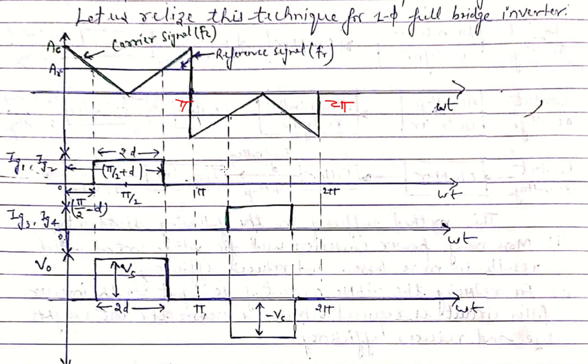At the same time, if AC is less than AR, which is seen in the negative part of this waveform from pi to 2 pi, a pulse from the negative part is generated, which is shown in Ig3 and Ig4. So it is a pulse for T3 and T4 respectively. This pulse is generated for the T3 and T4 thyristor switches of a full bridge inverter. So these are the pulse generation.